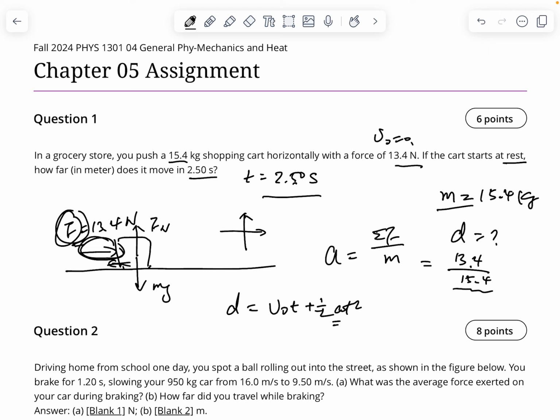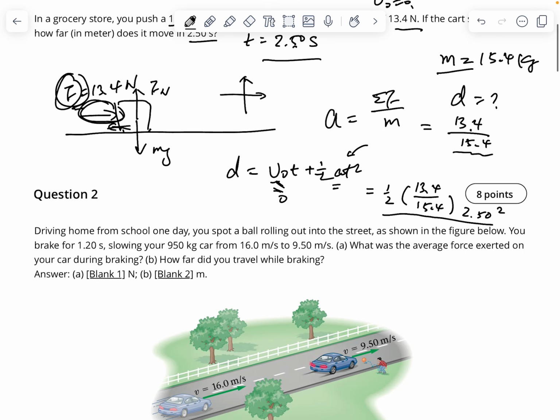And then you plug acceleration into this equation. You see, this is 0. Initial velocity is 0. So displacement equal to half, acceleration is 13.4 over 15.4, time is 2.50 squared. This will be the distance you traveled.